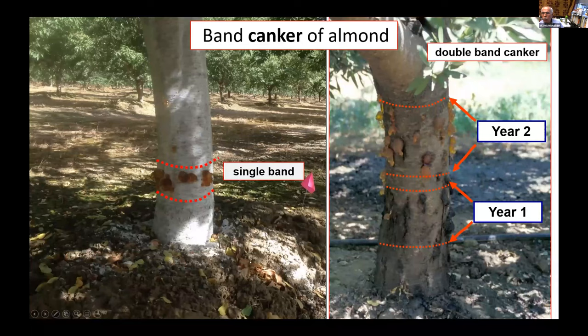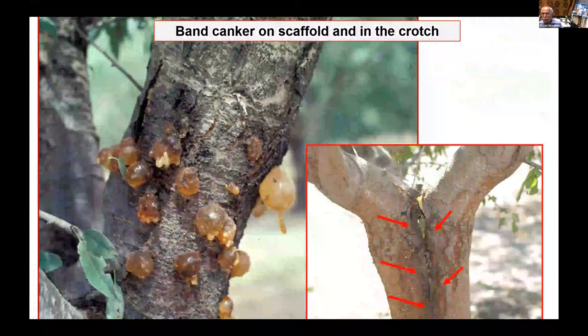Now I will move soon to the next disease, which is the band canker. As the name indicates, it is a canker that develops like a band. Here is a tree with one single band, and here is a tree with two bands. This was from the previous year, and you can see here that this is not active. And then there is a second band that develops on these trees.